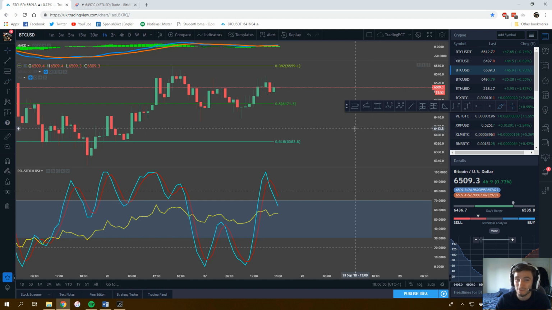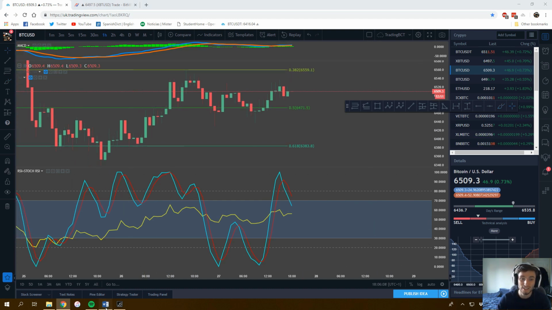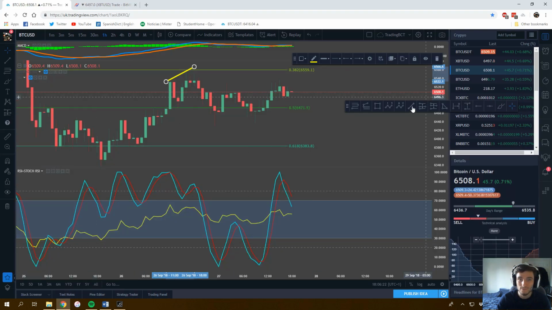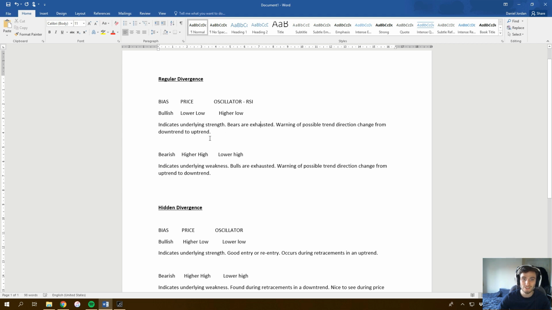But what was the reason for me closing my trade? It was actually the bearish divergences that we were getting. You can see here, the price clearly makes a higher high. The price here has made a higher high, but the RSI here has made a lower high. So the price makes a higher high, the RSI oscillator makes a lower high. And this indicates underlying weakness.